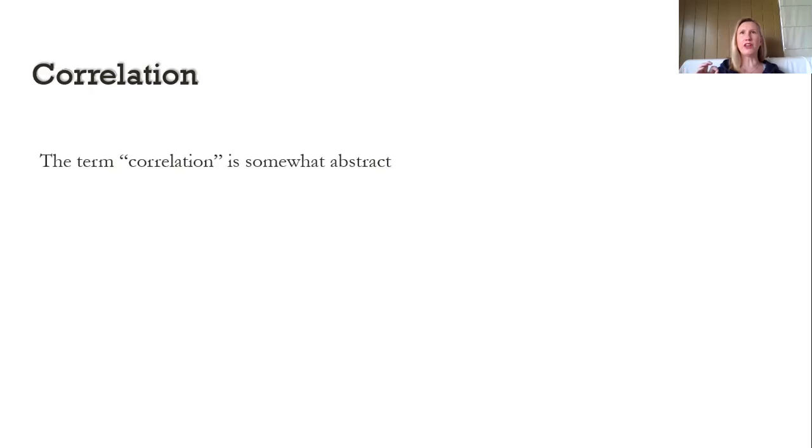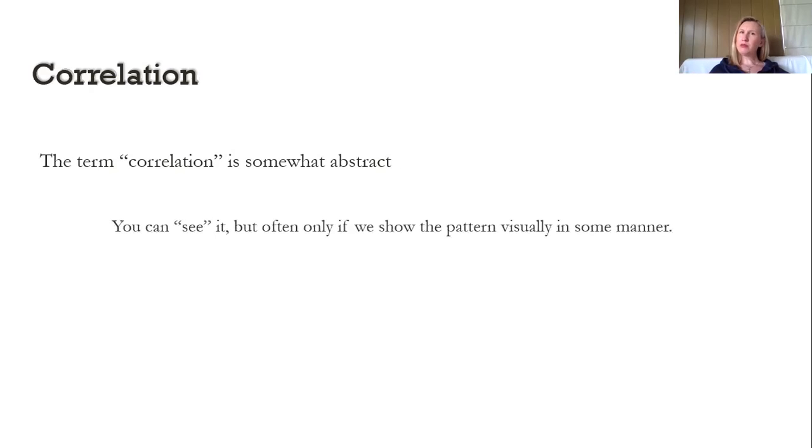Now that idea of a correlation is a bit abstract. We are able to see it, but only when we put our data into a spreadsheet, into a graph, can we show a pattern visually. So this mini lecture is going to go over when we can identify a correlation and what that looks like on a graph.